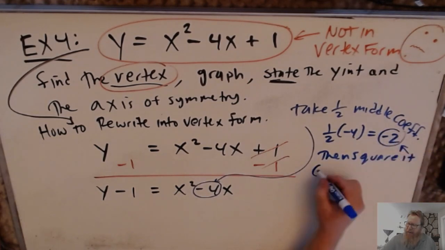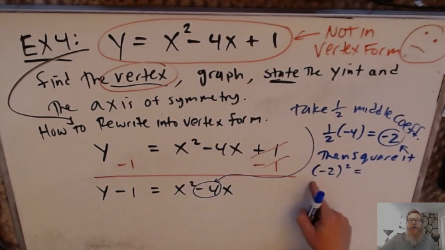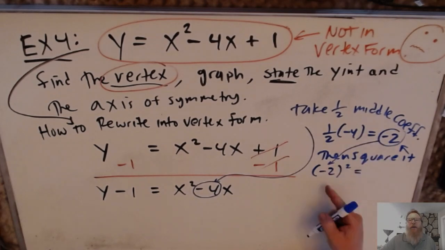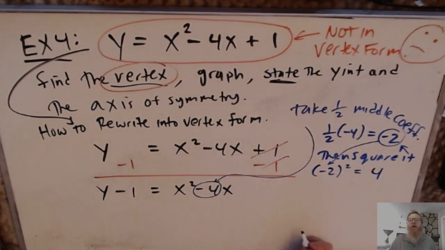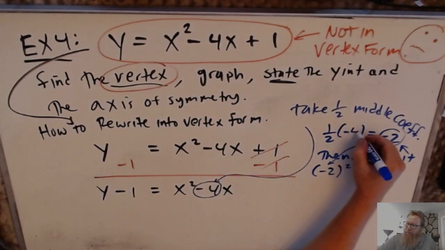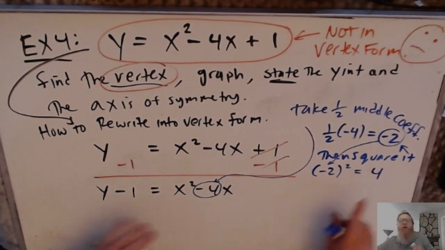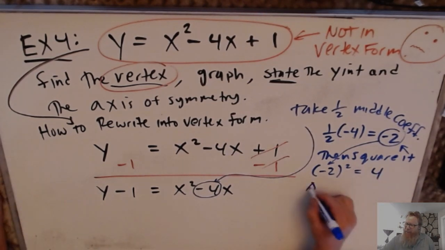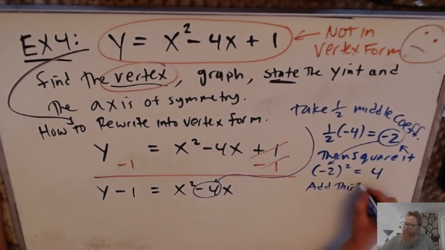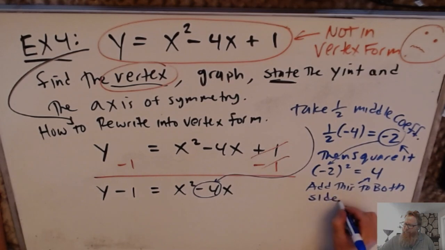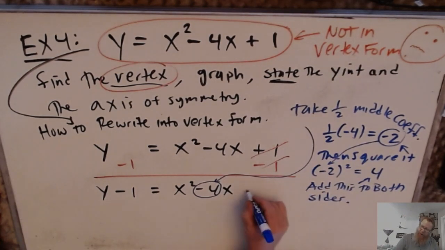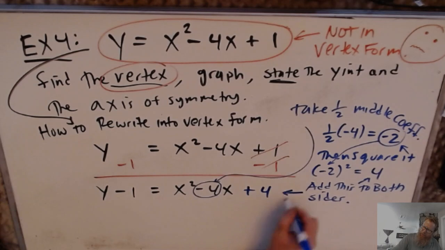You could just do it right here, but I'm going to do it down here. -2 squared is 4. That's a coincidence. 4 is such a perfect square number that it always comes back to being itself. This only happens with 4. I'll do some more examples in a minute. And then you're going to add this to both sides. So we're going to add +4 and +4.